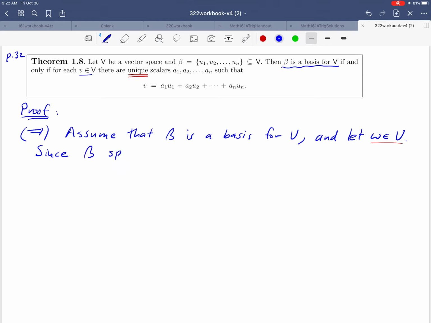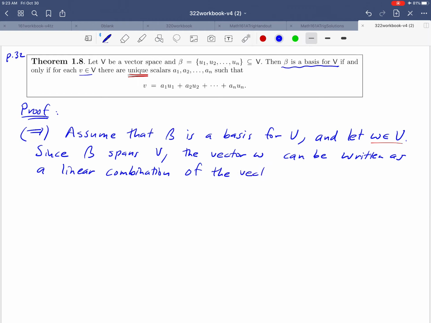Since beta spans V, the vector w can be written as a linear combination of the vectors u1 up through un.